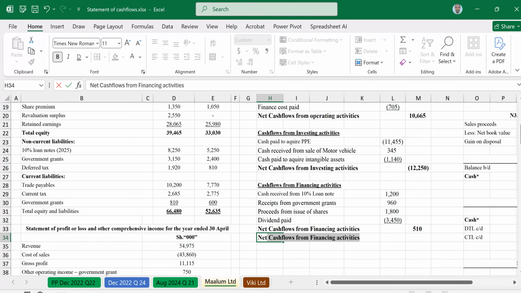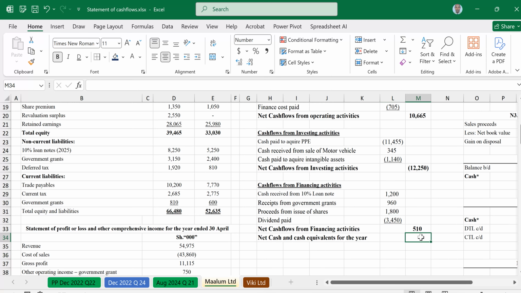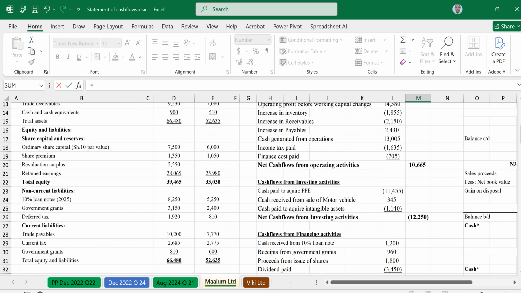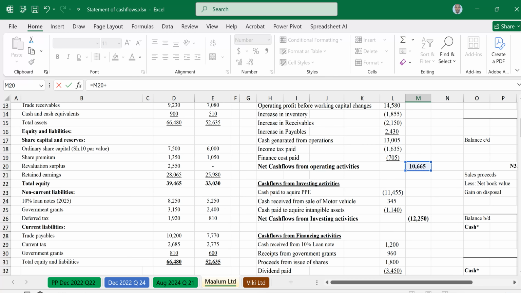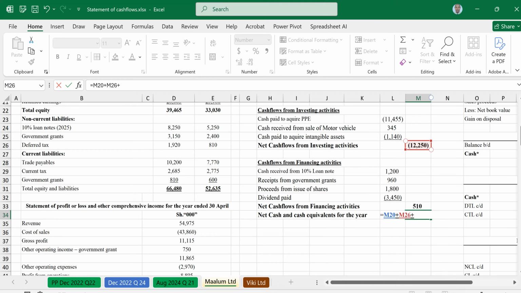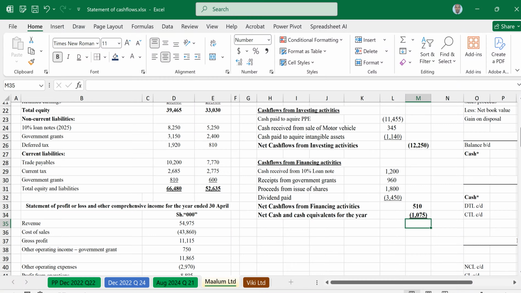Net cash and cash equivalents for the year. That would be the cash flows from operating plus cash flows from investing plus the cash flows from the financing activities.